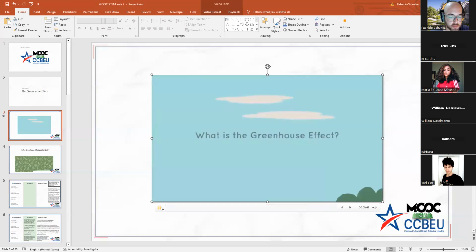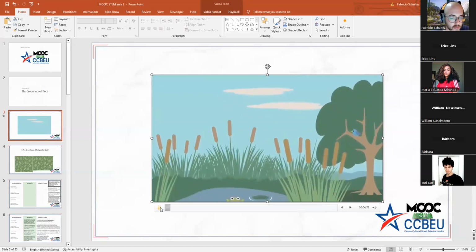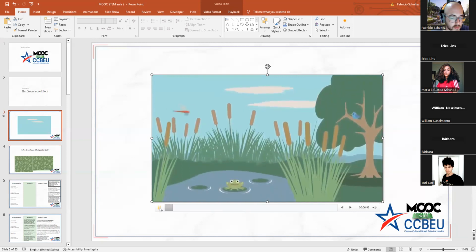Vamos lá, então. What is the greenhouse effect? Earth is a comfortable place for living things. It's just the right temperature for plants and animals, including humans, to thrive.